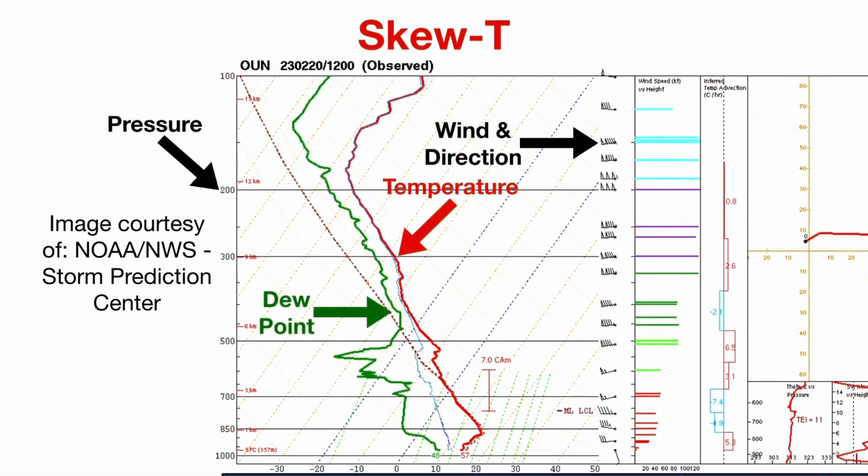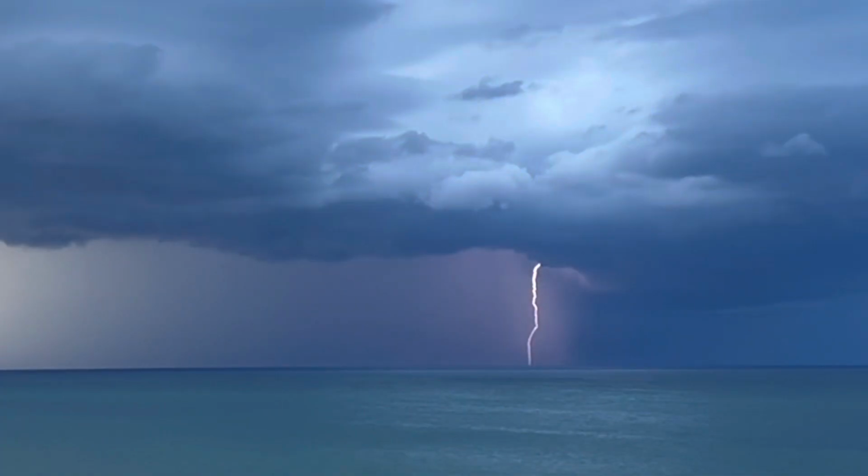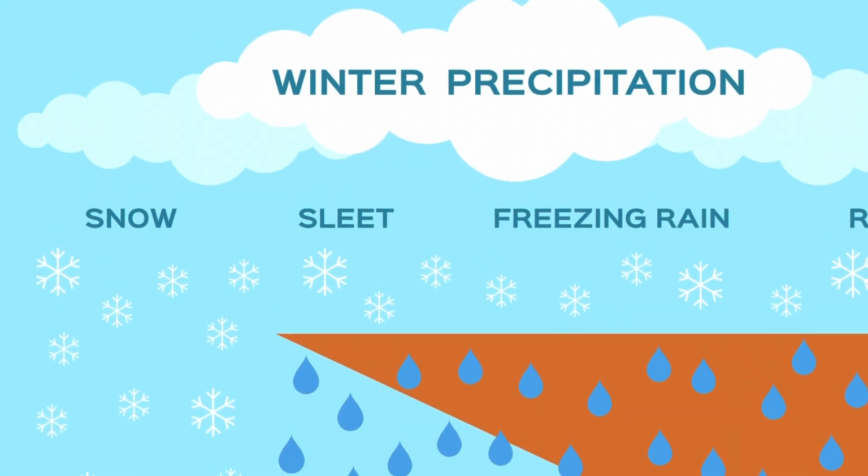Sounding data is also plotted on a fairly complex but very valuable chart called a Skew-T. Skew-Ts provide an abundance of information for meteorologists that can be helpful in real-time forecasting for tornadoes, severe storms, or when trying to determine precipitation type during a winter storm.